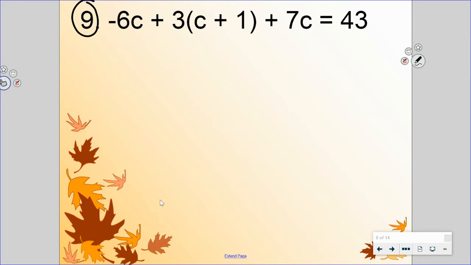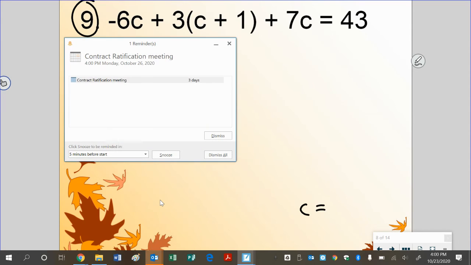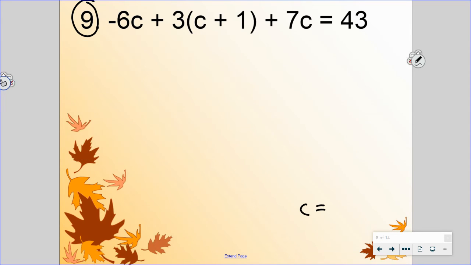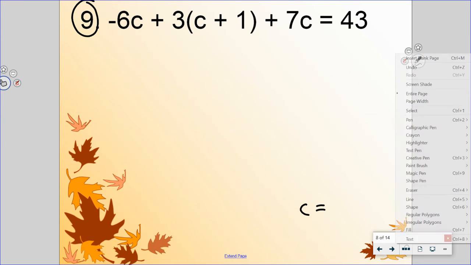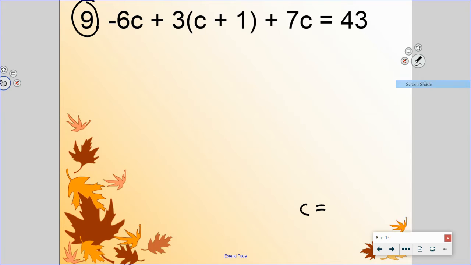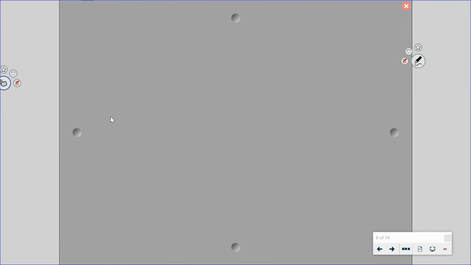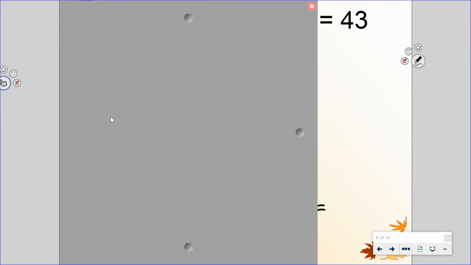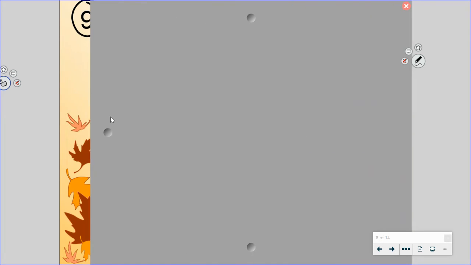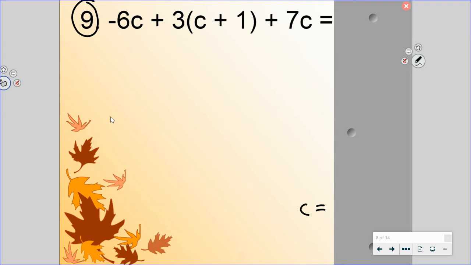All right? Now, we've already said our goal, C equals. But just look at this side of the equation. Let me put up a screen shade here. I guess I could have asked, is there anything to simplify on this right side? No, it's just 43. But if you look at the left side, there's a lot of stuff there that could be simplified. First we got some groups, right?